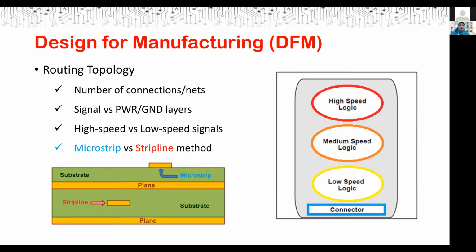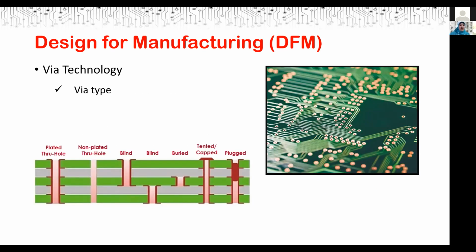Another factor to think about for your DFM will be your via technology. Vias are actually vertical interconnect access. They are holes that pass through the layers of the board for the purpose of conductivity. Each hole functions as a conductive path through which electrical signals are passed between circuit layers.